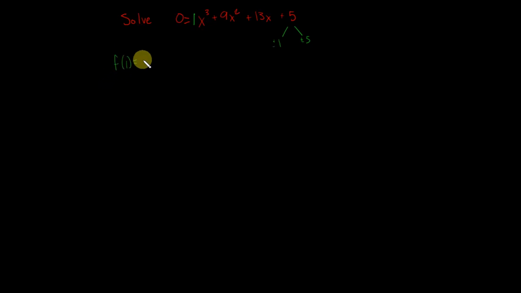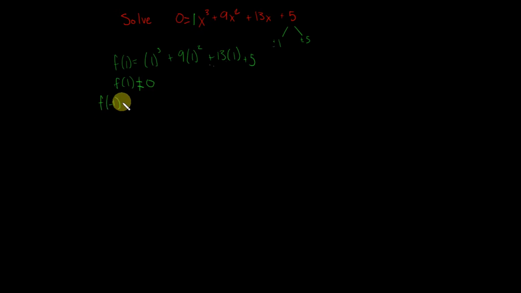And that's going to equal 1 cubed plus 9 times 1 squared plus 13 times 1 plus 5. So clearly, all of these are positive numbers, and we're adding them all. Just by looking at this, I'm not going to waste my time. This one's not going to equal 0 for sure. So let's try f of negative 1.